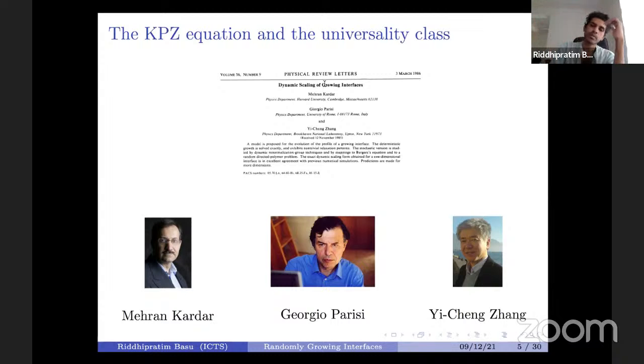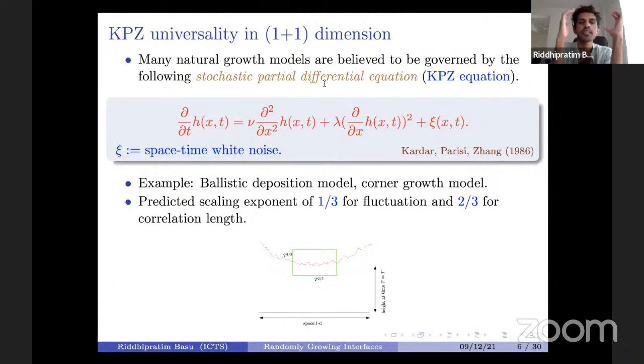So what did they do in this paper? They postulated a differential equation, which they said would capture the large-scale behavior of all of the models that satisfy those four general features. What is this equation, which is now referred to as the KPZ equation? They wrote this equation in higher space dimensions also, but I'll only stick to the 1+1 dimension case. So what is this equation? This is ∂h/∂t, which represents the rate of growth of the height function in time.